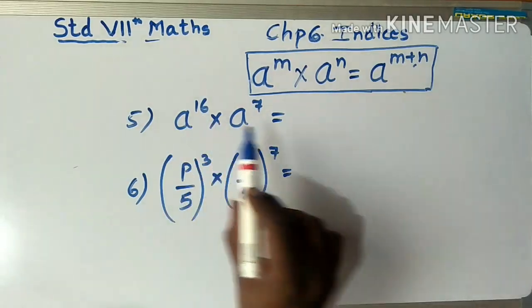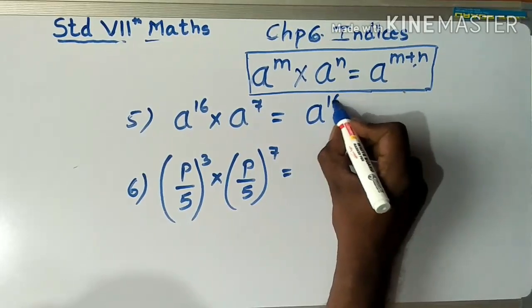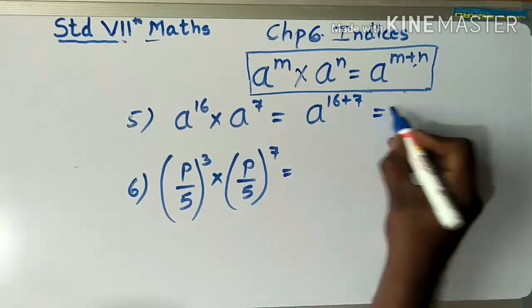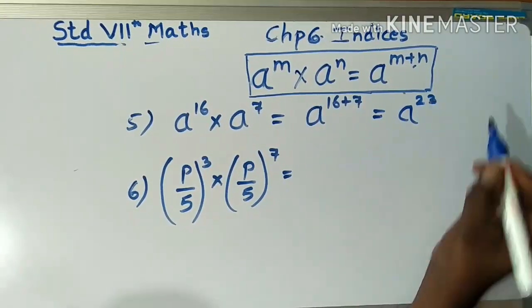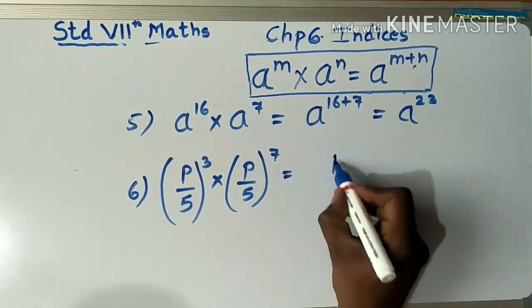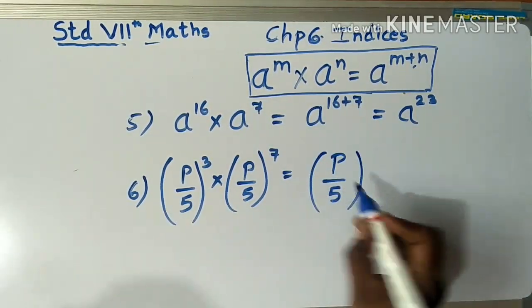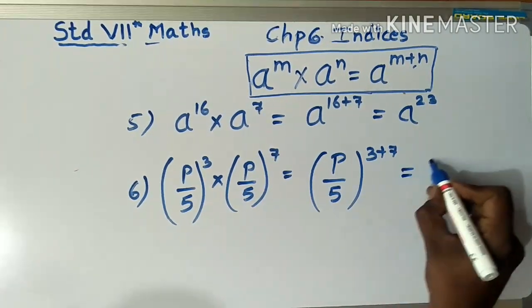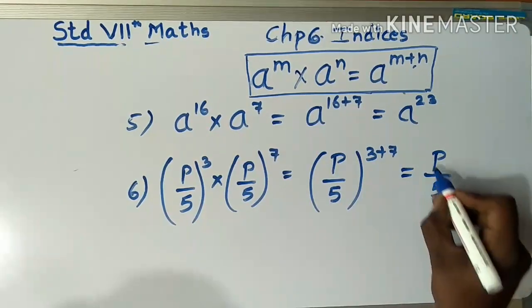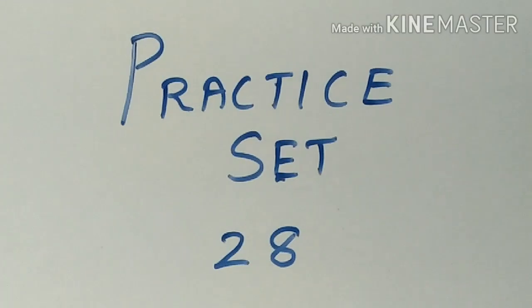Fifth one, a raised to 16 into a raised to 7. A is common, 16 plus 7 is equal to a raised to 23. Next, p upon 5 is the common base, and 3 and 7 are the indices, which we are adding. So the answer is p upon 5 whole raised to 10.